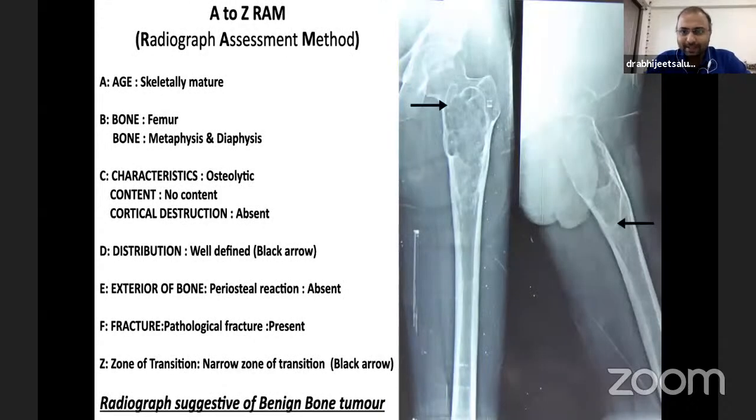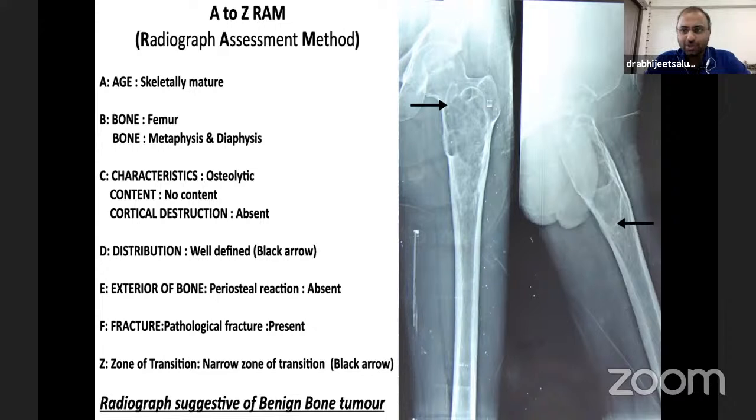Next is a second X-ray, again same age. Your physis is closed. Which part of the bone is involved? It's again a femur. Which part? Metaphysis and diaphysis. Characteristic: this looks like an osteolytic lesion. It has no content and there is no cortical destruction. It's very well defined. The black arrow is showing where it's starting and where it's ending.